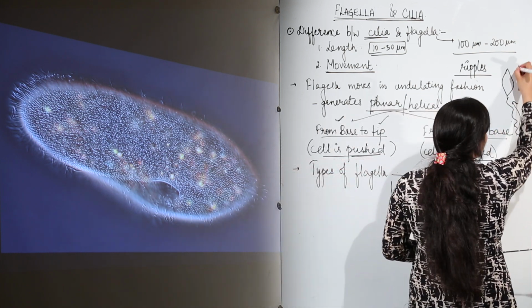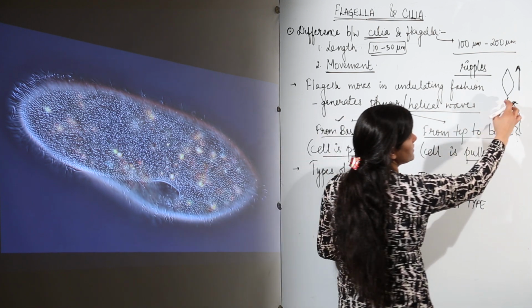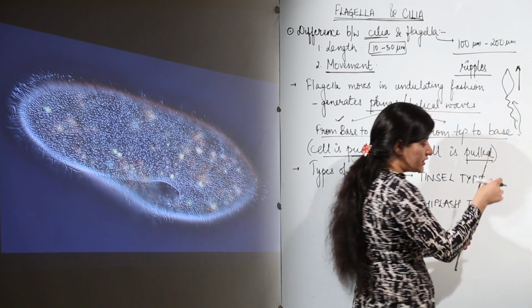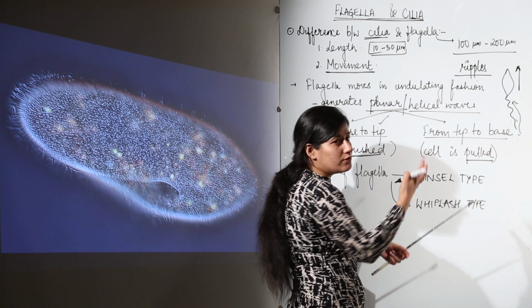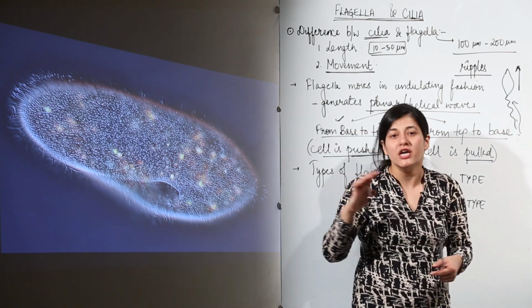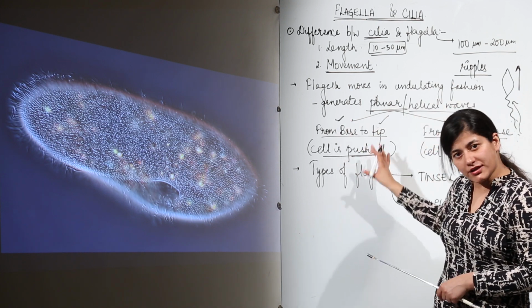In the other case, when it is from tip to the base, supposedly the movement starts from here, over here, like this. This part starts moving and it goes towards the base, then the cell would be pulled in the surrounding medium, that would be liquid of course. So this is how the flagellum is able to generate its movement.